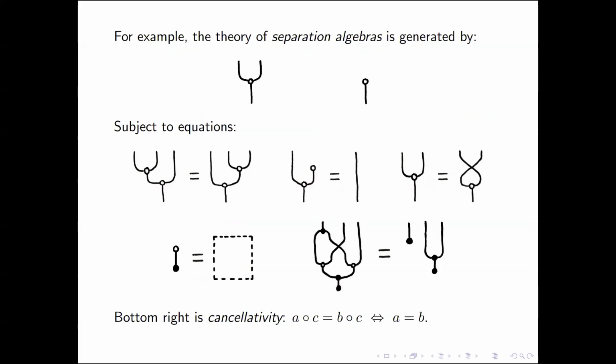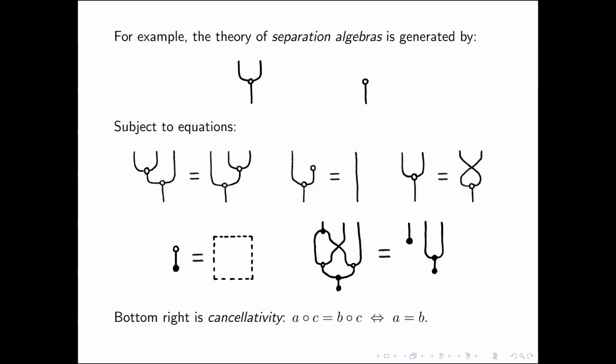So now I can use the string diagrammatic syntax to present these partial algebraic theories, just like I presented the algebraic theory of monoids before, because the notion of partial algebraic theory is a kind of structured monoidal category. And so a separation algebra, for those who don't know, is a partial commutative monoid that is right cancellative, or left cancellative because it's commutative.